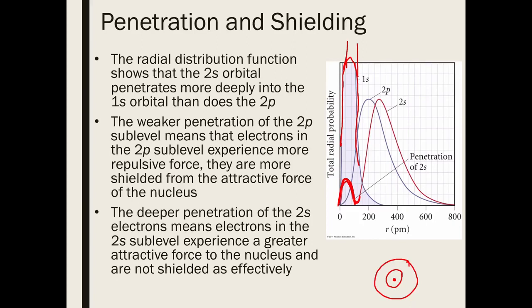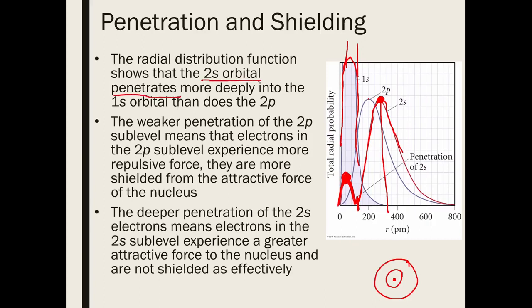If you look, this is the line for the 2s. So it's most likely that we would find those 2s electrons out here somewhere. But we have some probability that we will find them also here. There's another probability, and there's a node here. We're more likely to find them here, but the fact that we can find them down here in this 1s area is called penetration. And so this radial distribution function shows us that the 2s orbital penetrates into the 1s orbital.